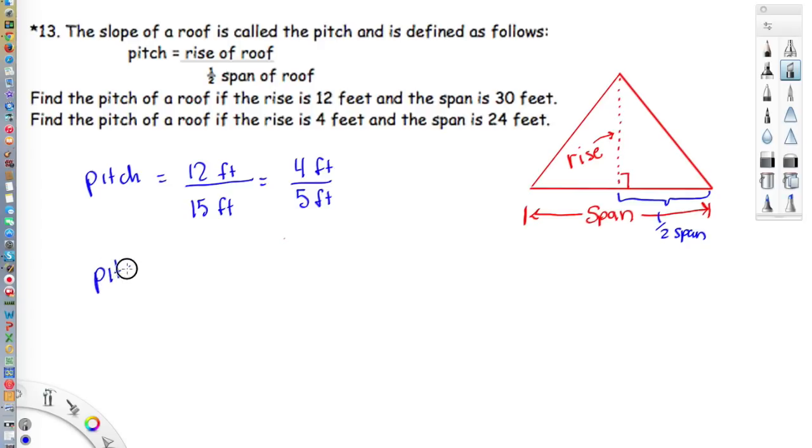And then the next roof says, if I want to find the pitch, the rise is only 4 feet. So we're looking at a pretty low roof here. But the span is 24, and half of 24 would be 12. This is going to be a much flatter roof. And again, I can reduce both of these by 4, so I'd have 1 foot over 3 feet, or 1/3 slope or 1/3 pitch. And that's pretty much it.